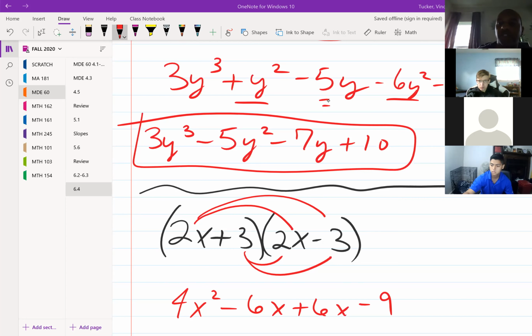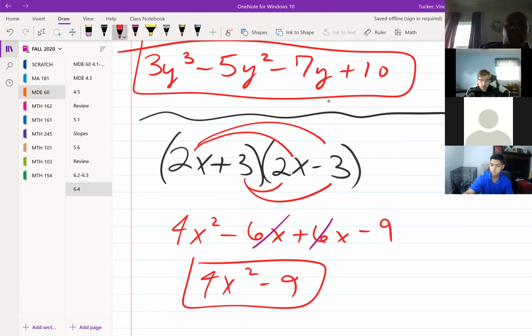It's all good. So 4x squared minus 6x plus 6x minus 9. So the negative 6x and positive 6x will cancel. That leaves you with 4x squared minus 9. So that will always happen when we have what we call conjugates. In other words, if you notice the only difference in what's in the parentheses is a positive and negative as your middle sign, those are considered conjugates. When you multiply them together, your middle term should cancel out for you.